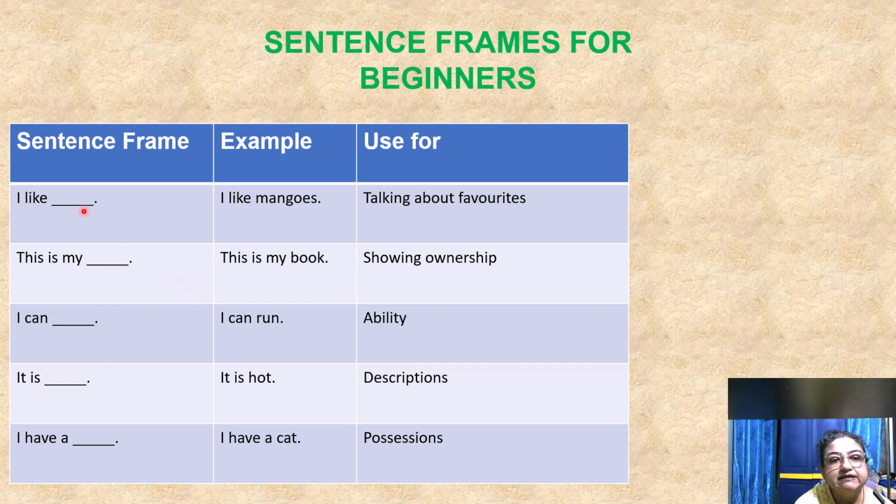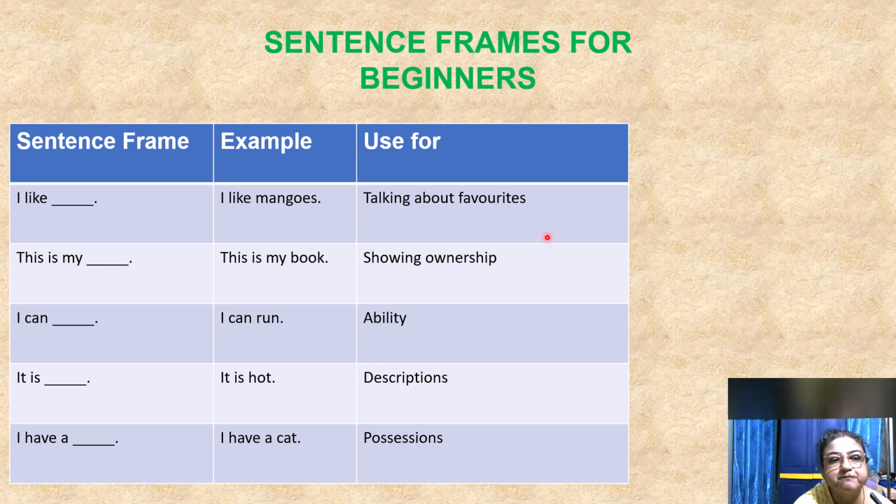So I like mangoes, I like apples, I like bananas. Here I have already given I like mangoes. So I like bread and butter, I like sweets, I like chocolates. In this way you can frame as many sentences as you can. Your vocabulary of sentences will increase with the words also, and you can write and speak very easily. So it is used for talking about favorites. I like, it is talking about favorites.